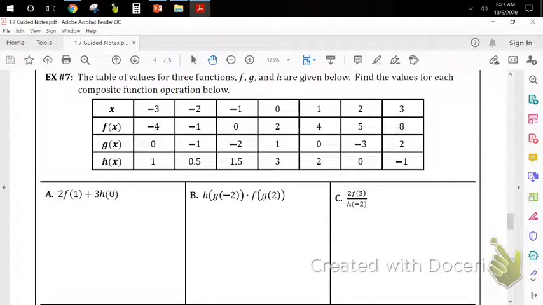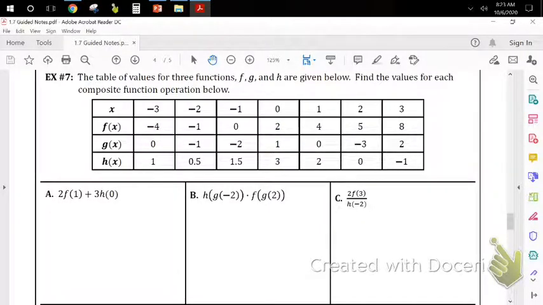And so what it's saying is if I had f of negative 3, it would be negative 4. If I have g of negative 3, it's 0, and h of negative 3 is 1. And then I'm going to skip over to where it says 0 at the top. So that's our x value. So f of 0 would equal 2, g of 0 would equal 1, and h of 0 would equal 3. Okay, so that's how we're going to read this table.